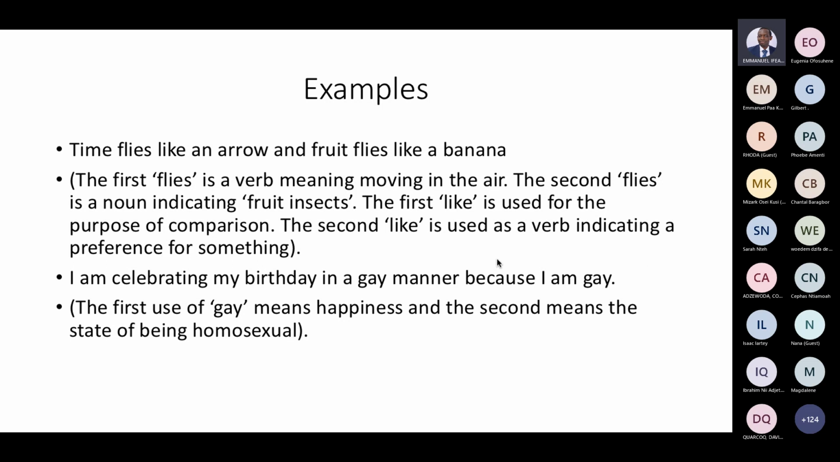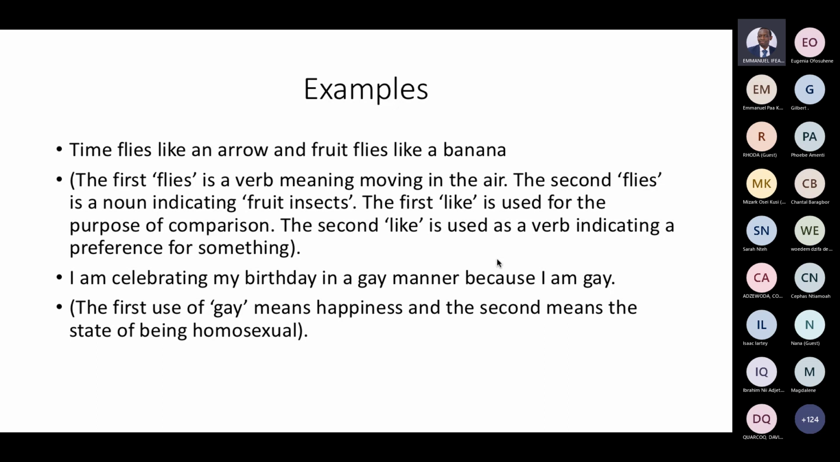So the first like is a comparison. The second like is a verb that indicates preference. So fruit flies like a banana. It tells you that these kinds of insects like bananas, you know. So two words are being equivocated upon in this single sentence.